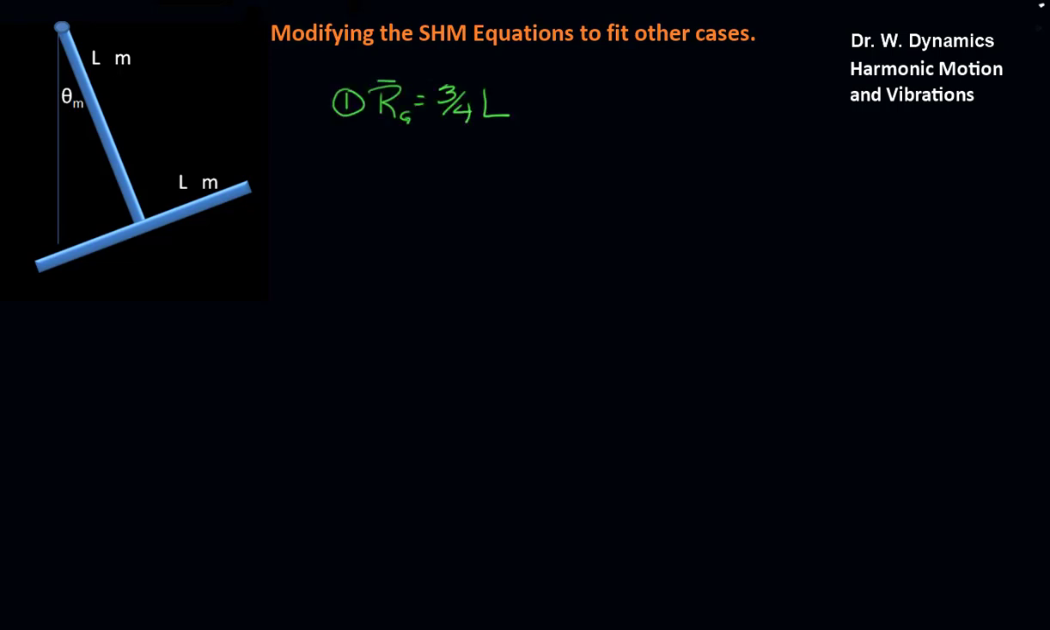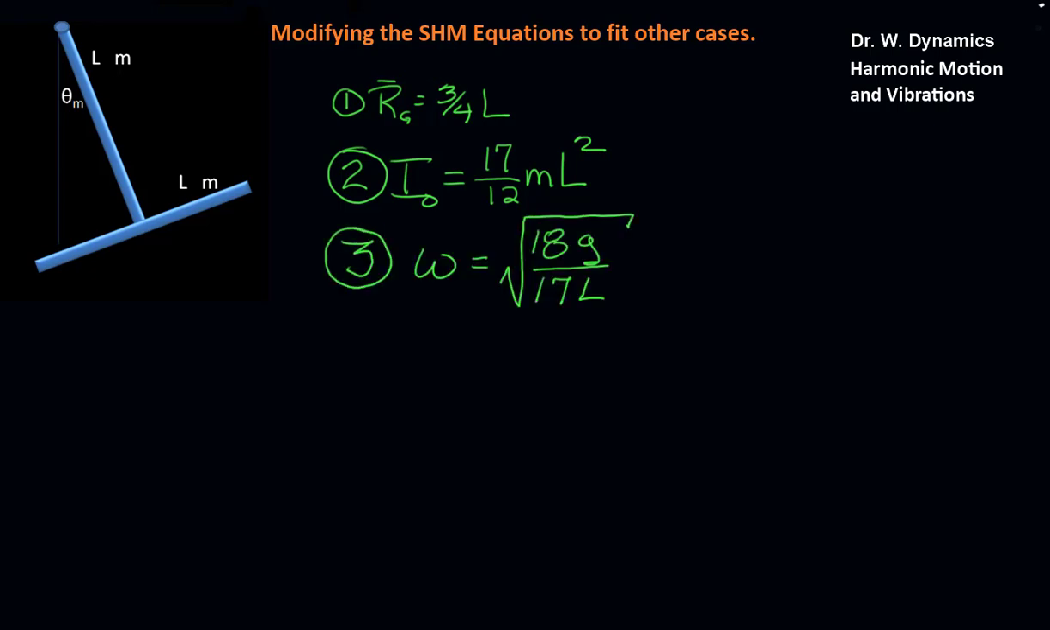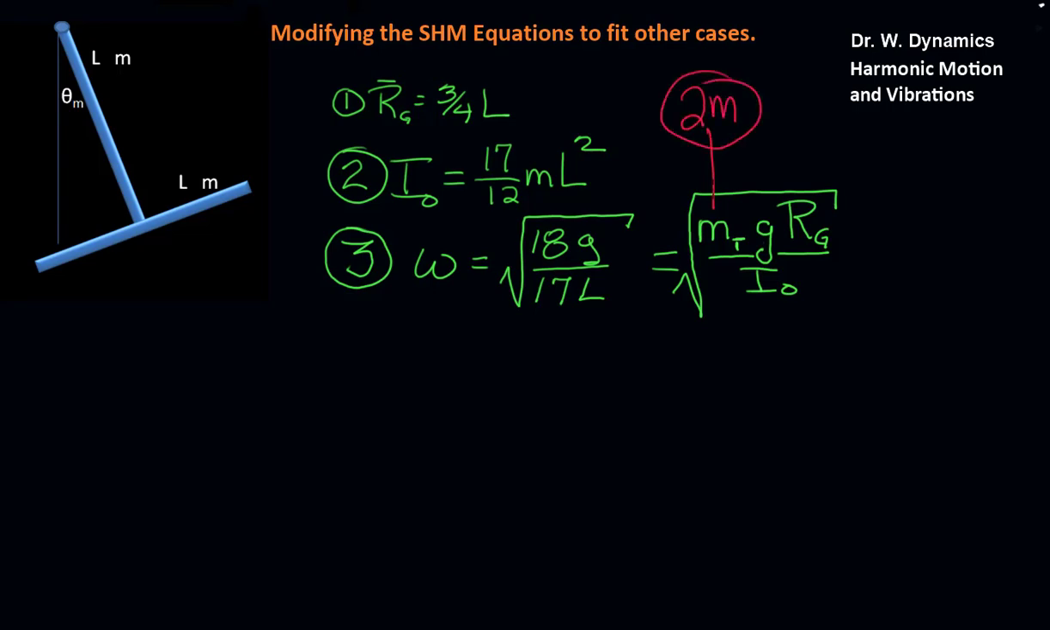If you found the center of mass to be 3/4 of L, you're doing great. The mass moment of inertia about point O will be 17/12 mL squared. We have to use the parallel axis theorem on the lower bar. Omega, our natural angular frequency, turns out to be the square root of 18g over 17L. And if you didn't get that, could it be because the mass of the system is 2m? So be careful when you plug that into the center of mass equation.